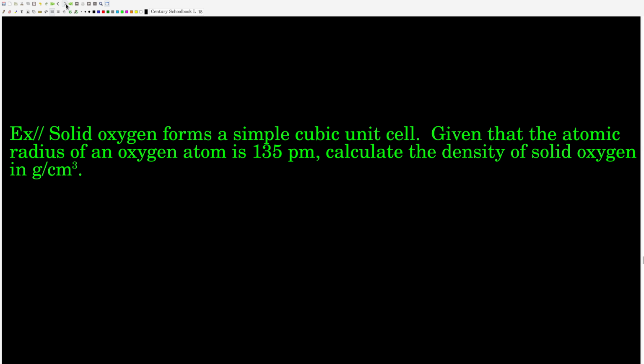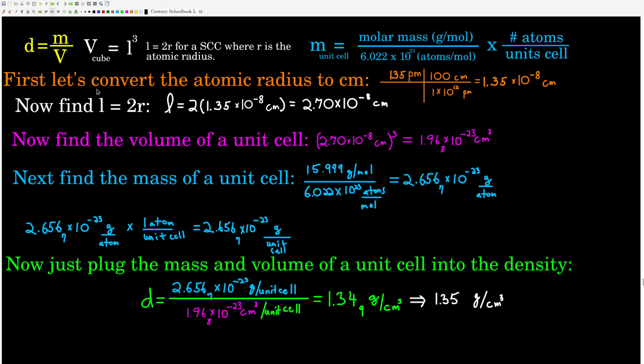Welcome back. So here's the approach. We want the density, which is mass over volume, so we need the mass and the volume. The volume of a cube is the length of a side to the third power, and the length of the side is 2 times the radius. So we know the atomic radius, so we can get L, which means we can get V. Now for the mass, it's just the molar mass. We know that it's oxygen, so we can look up its molar mass, divide by Avogadro's number, times the number of atoms per unit cell. Simple cubic, 1 atom per cell.